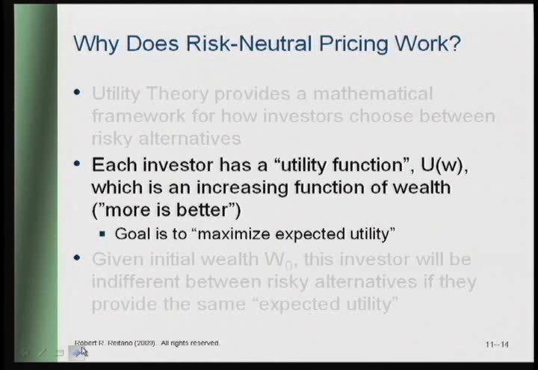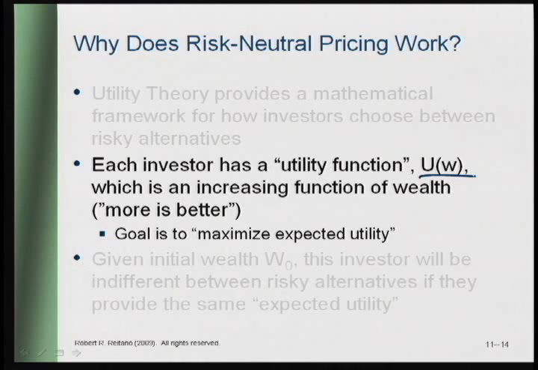Each investor is hypothesized to have a utility function, which we denote U of W. It's a function of that investor's wealth. It's always modeled as an increasing function of wealth, and the goal of every investor is to maximize their utility. So intuitively, more is better. Investors want their utility to be as large as possible, and they're making all of their decisions in terms of maximizing, note, expected utility, because in general, we're making decisions about risky alternatives.